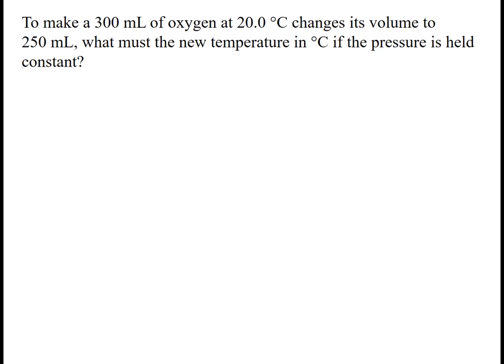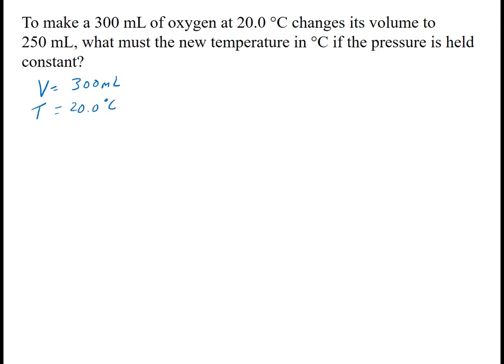This is a continuation of the last video where we were talking about Charles's law. And so we're going to do a second example. It says to make a 300 milliliters of oxygen. So milliliters is again a unit of volume. Degrees C is a unit of temperature, so 20.0 degrees C.